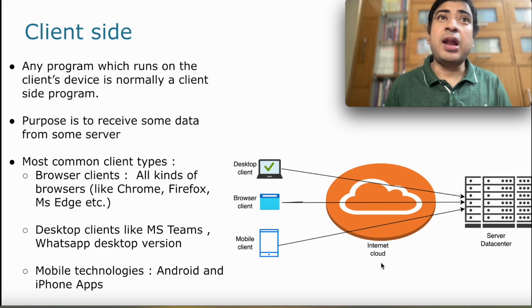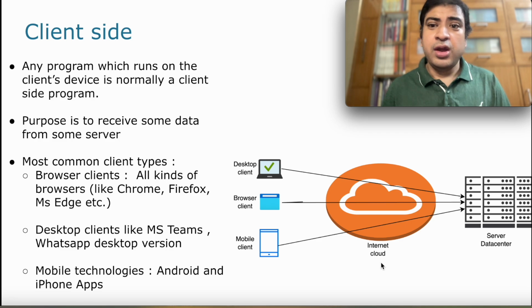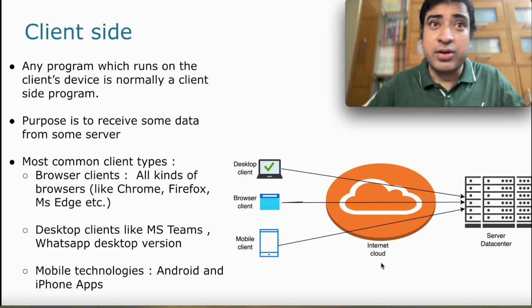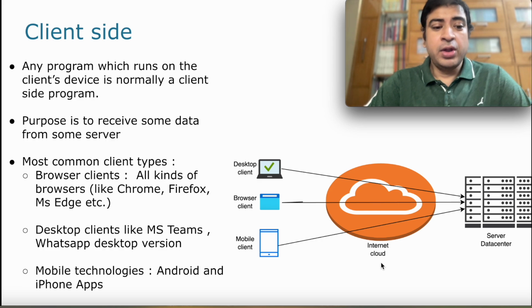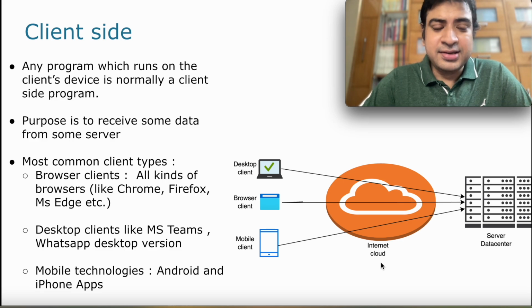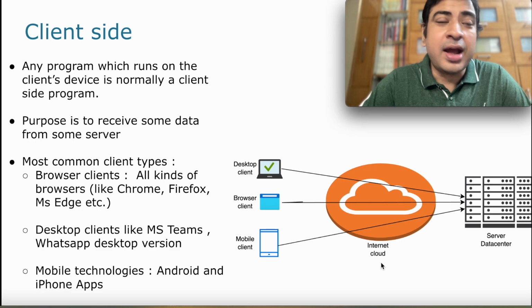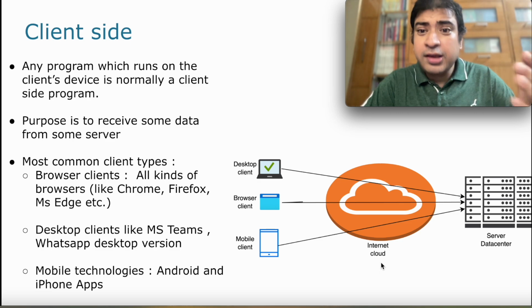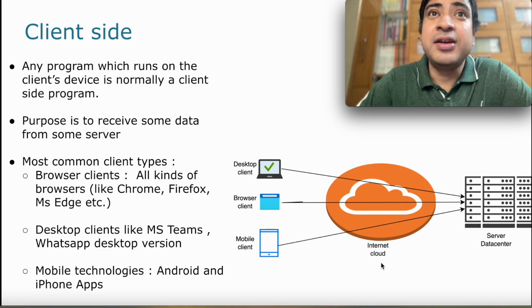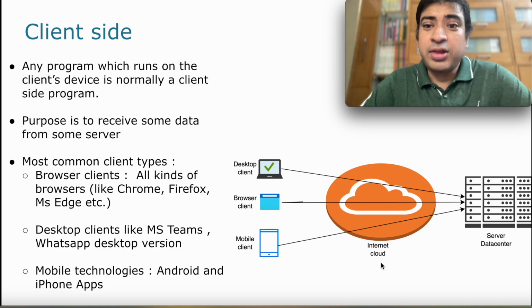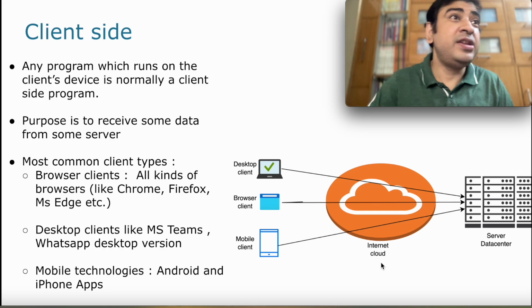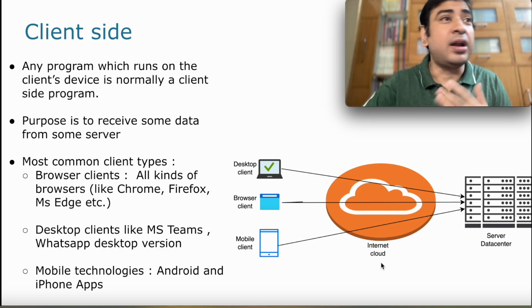It can be browser clients, which we use every day to access any website. Or it can be desktop clients like Microsoft Teams, which we use, or maybe WhatsApp for desktop version. Or it can also be mobile clients, like many of our Android and iOS apps, which we use daily to access different kinds of services. So all these are examples of client-side programs which basically run on the client's device and which request some data from the server, which is situated somewhere in the cloud.